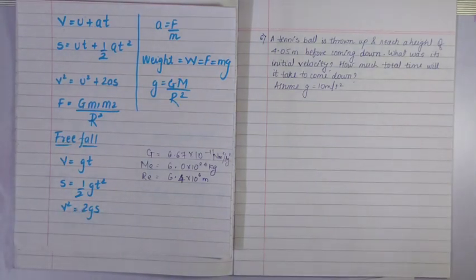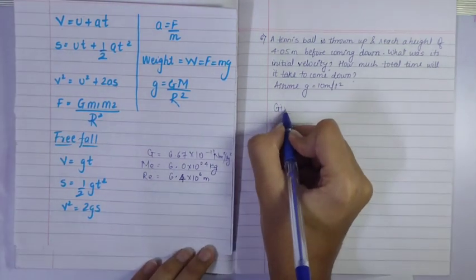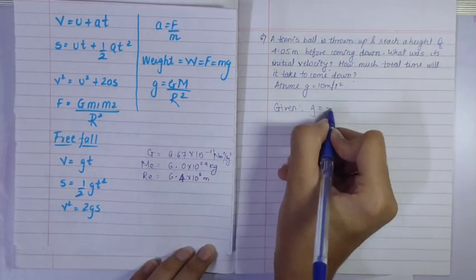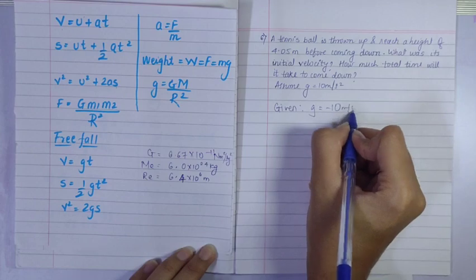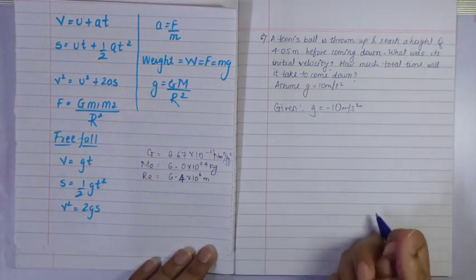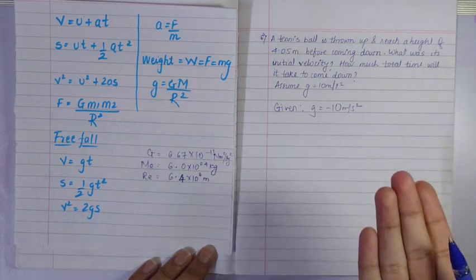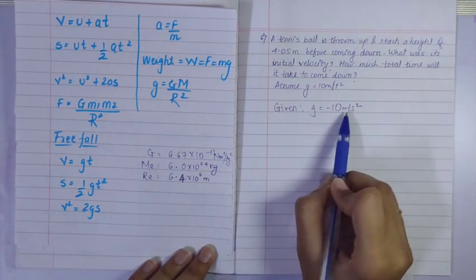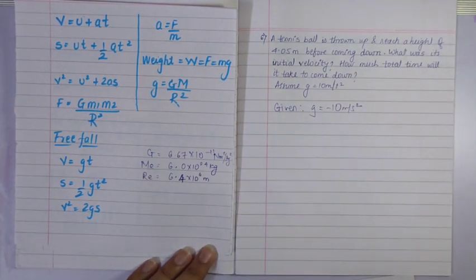Now whenever you throw a ball against gravity, that is upwards, even though they have given G is equal to 10 meter per second squared, you need to always write G is equal to minus 10 meter per second squared. You know why? Because you're throwing your ball against gravity. You're throwing from down to up. Therefore, your G becomes minus 10. Your gravity becomes negative.